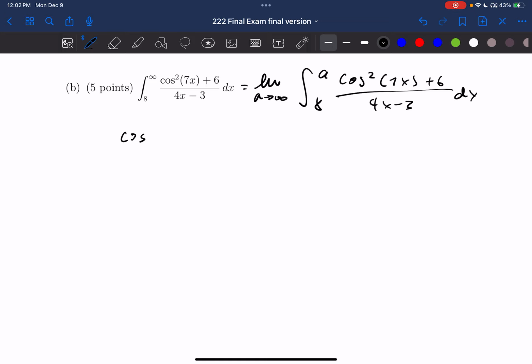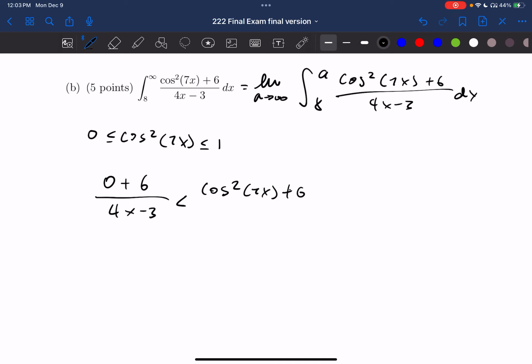Notice cosine, since it's being squared, can be bounded between 0 and 1. So looking at something like this, we can conclude, if we say cosine, the lowest value is 0, we can say 0 plus 6 over 4x minus 3. This will be less than cosine squared of 7x plus 6 all over 4x minus 3.